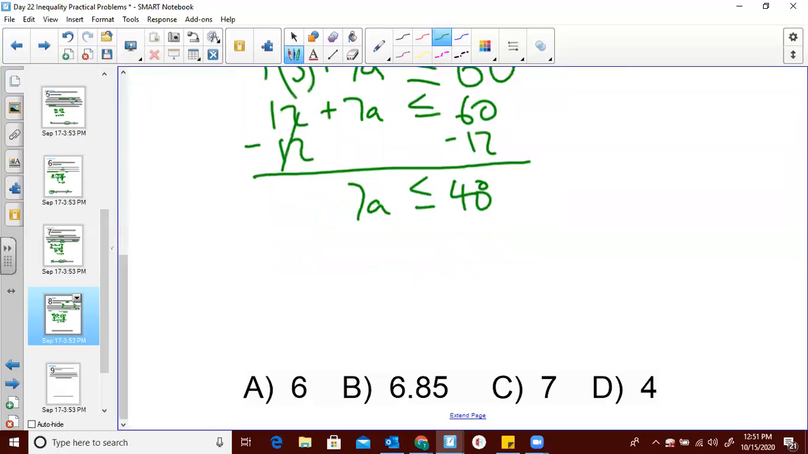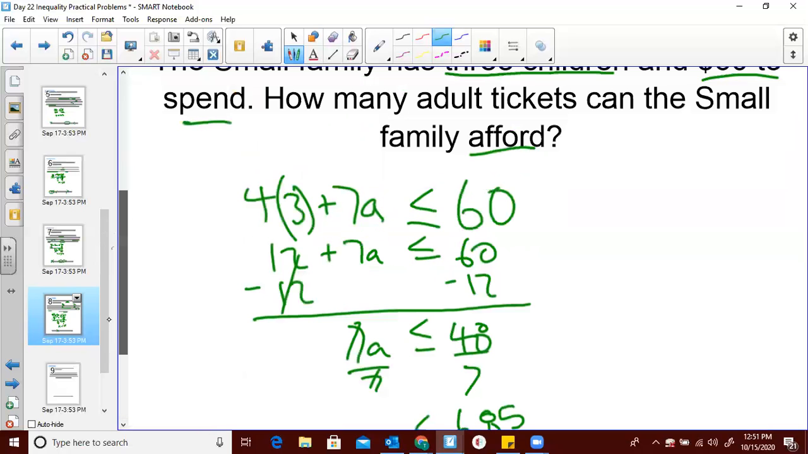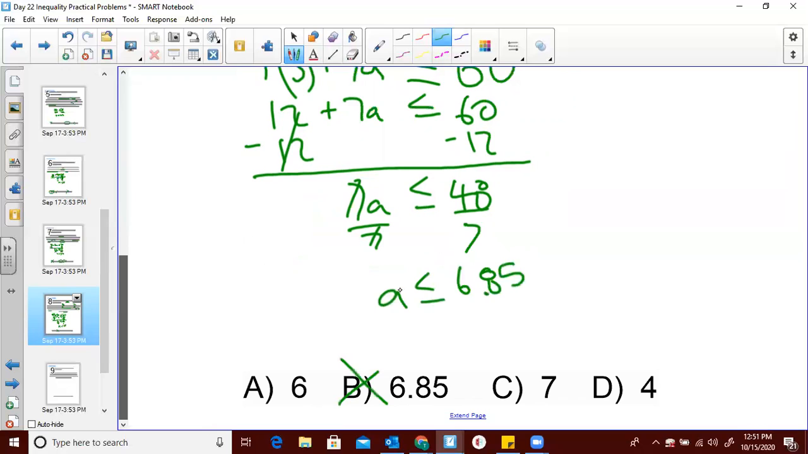When you divide both sides by 7, these cancel, you'll see that A is less than or equal to 6.85. Again, right away, we see that we cannot buy 0.85 of a ticket. That's not going to let just 0.85 of a person go in. You can't pick any number larger than 6.85, so C's out. And we're left with A and D. We're just looking for the largest whole number.